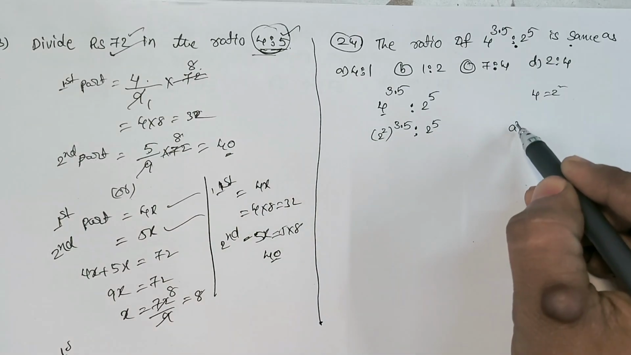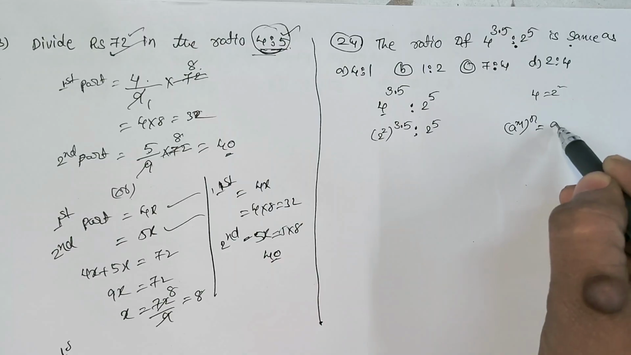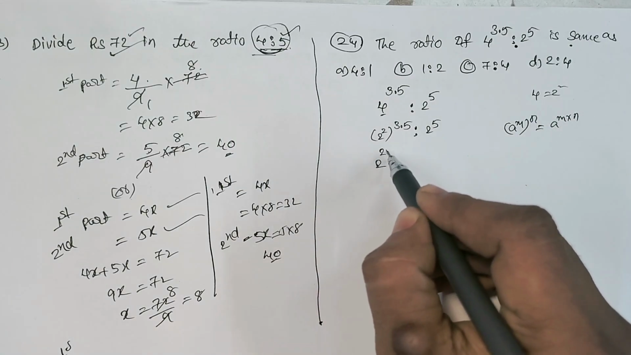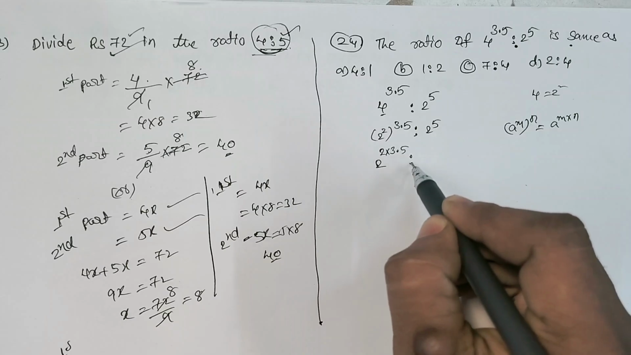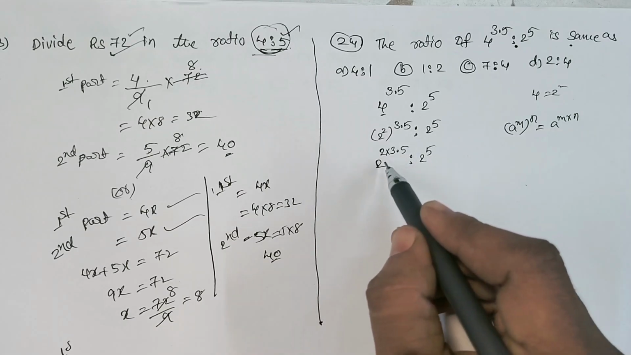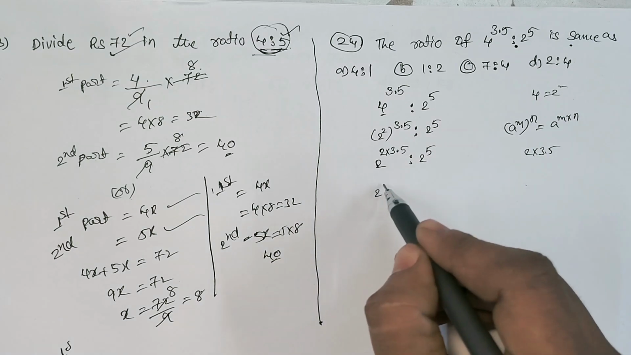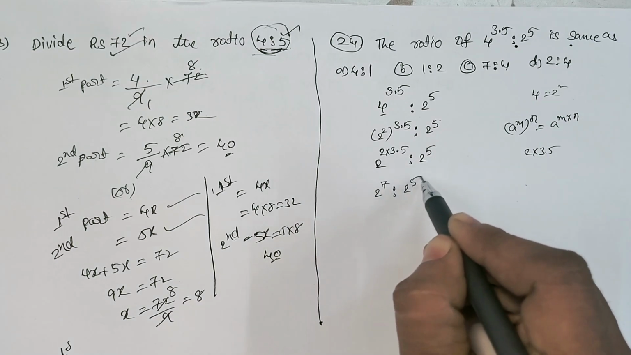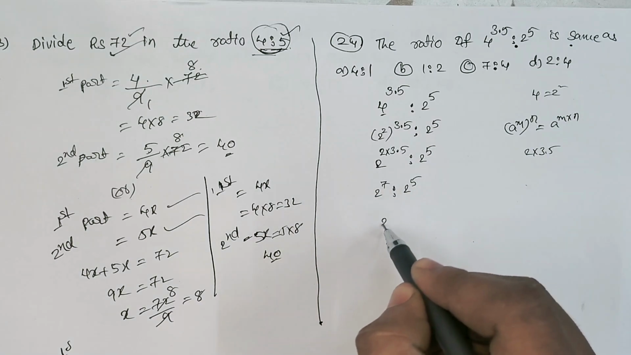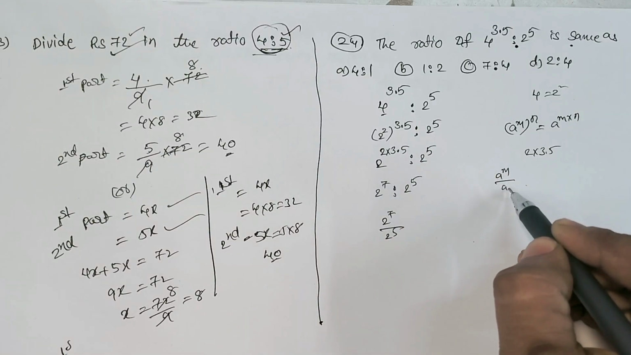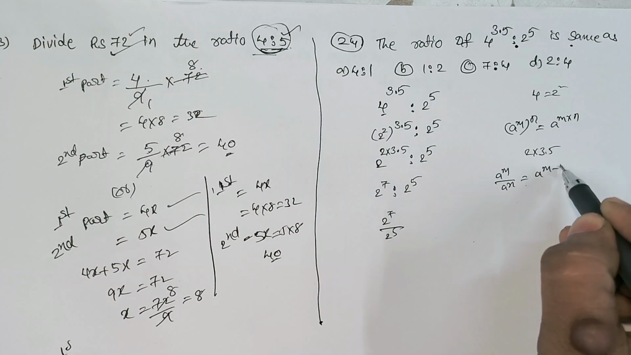We know the formula, (a to the power of m) whole to the power of n can be written as a to the power of m into n. By using this, 2 to the power of 2 into 3.5 is to 2 to the power of 5. 2 into 3.5 is 7. So 2 to the power of 7 is to 2 to the power of 5. This I can write in fraction form as 2 to the power of 7 by 2 to the power of 5. And we know the formula, a to the power of m by a to the power of n can be written as a to the power of m minus n.